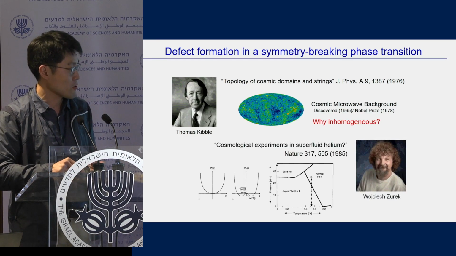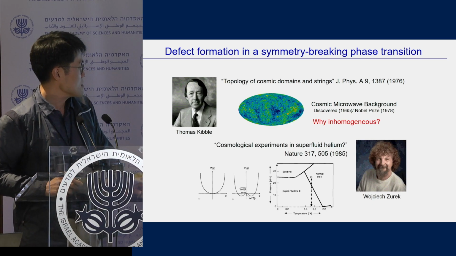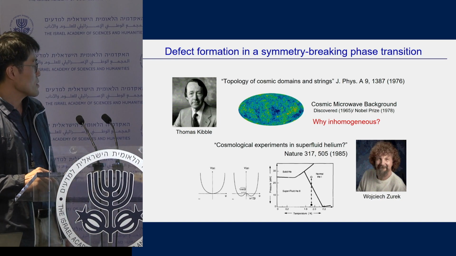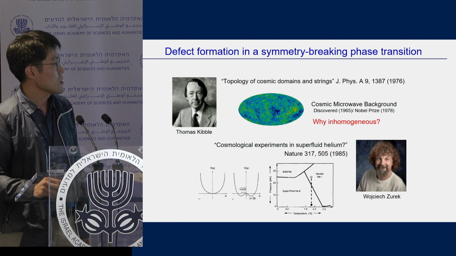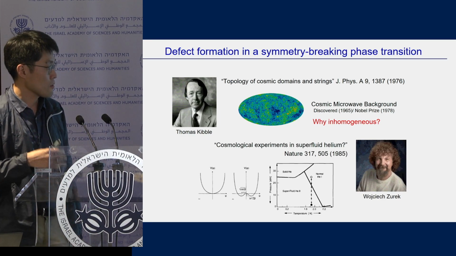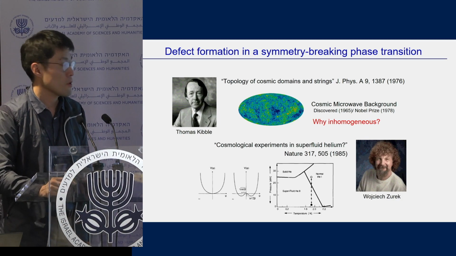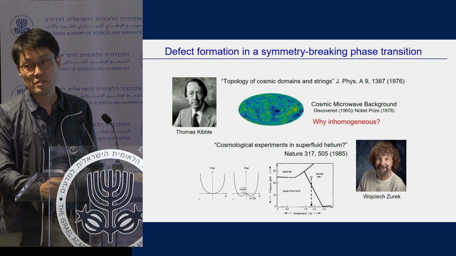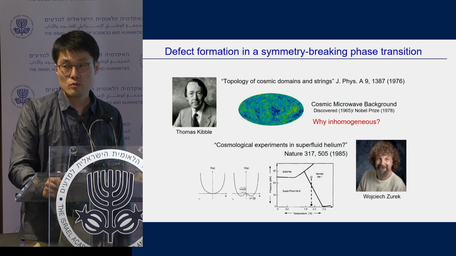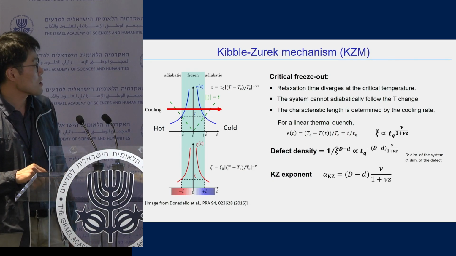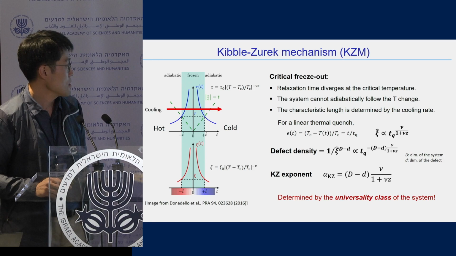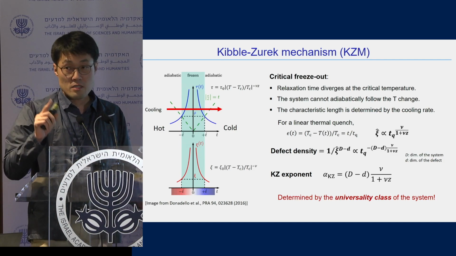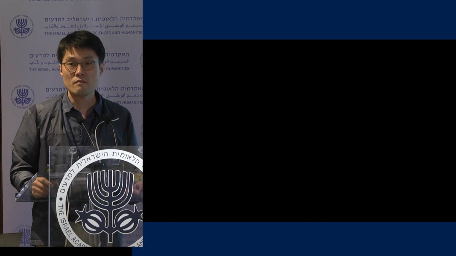Especially, I want to talk about the defect numbers as a function of that. By the way, spontaneous defect formation was proposed by Thomas Kibble many decades ago in the context of cosmology. He thought about why we have inhomogeneity in the universe. Later that concept was developed by Zurek for condensed matter systems, and he proposed that superfluid helium would allow a tabletop experiment on spontaneous defect formation. I don't have time to explain the theory, but the punchline is that the defect density is governed by this power law here.